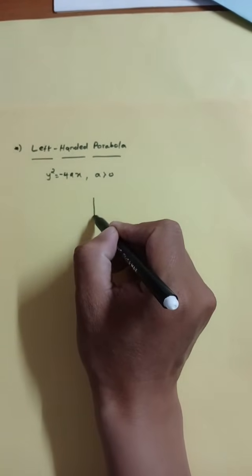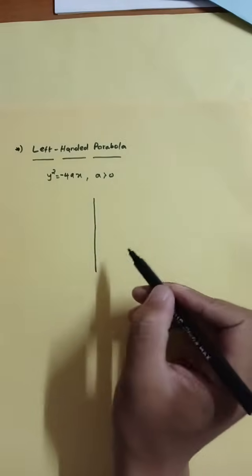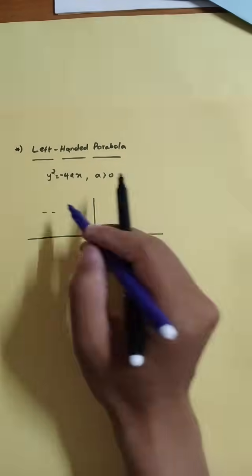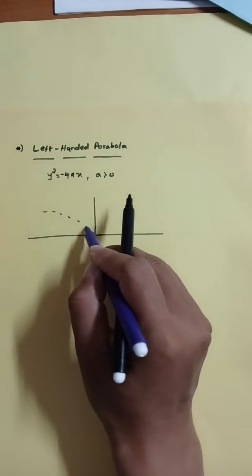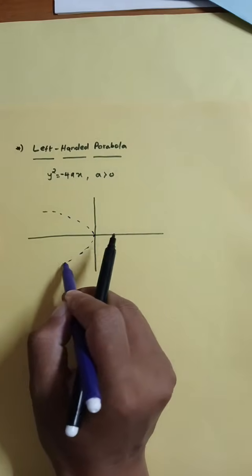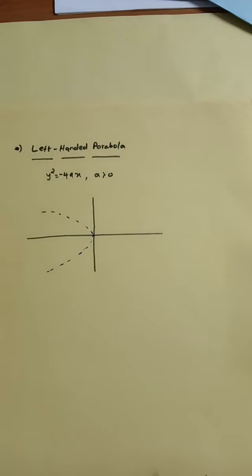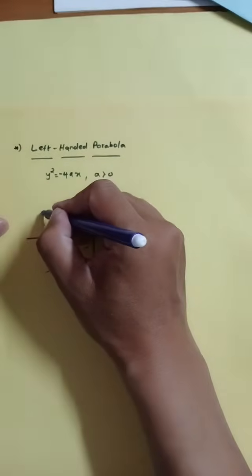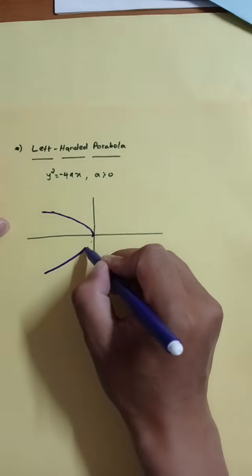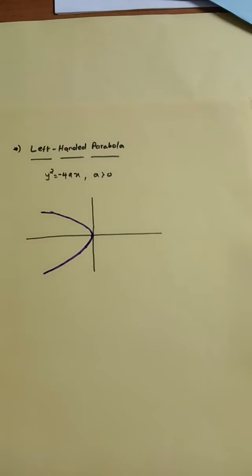So now I'm going with my left-handed parabola. This is my vertical axis. This is my horizontal axis. And I'm going to draw my left-handed parabola. Let me use a different color pen, this purple one. So this is going to be my left-handed parabola.